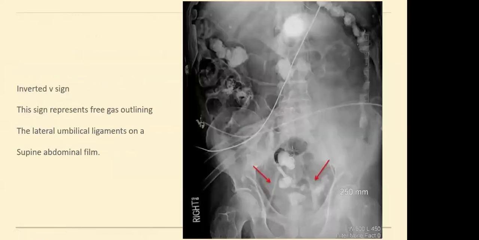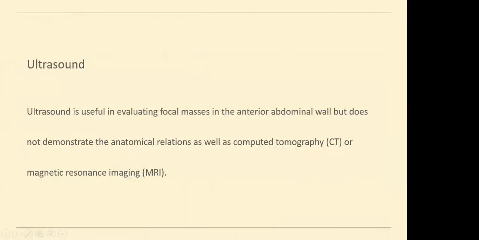We have the inverted V sign. This represents free gas outlining the lateral umbilical ligaments on a supine abdominal film. This is the inverted V sign.